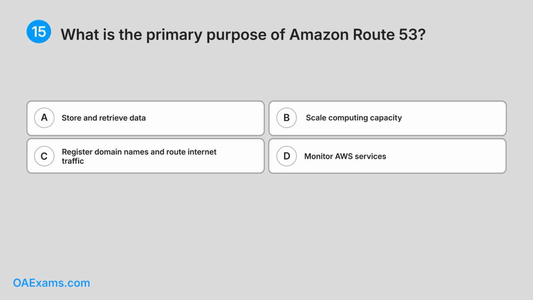15. What is the primary purpose of Amazon Route 53? A. Store and retrieve data. B. Scale computing capacity. C. Register domain names and route internet traffic. D. Monitor AWS services. Do you know the answer?